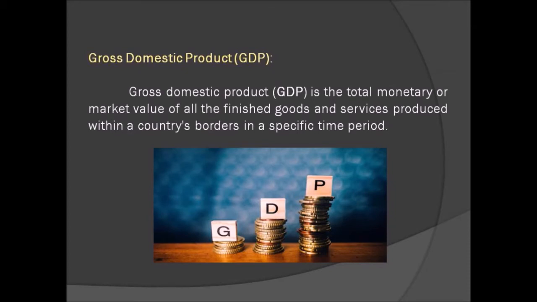For example, if we calculate the GDP of financial year 2010, then we have to calculate it from April 1st of 2010 to March 31st of 2011. So this is said to be one financial year. The second factor, as we have already told, is that we have to consider the time period. That is, we have to check whether the goods and services are produced within this time period.